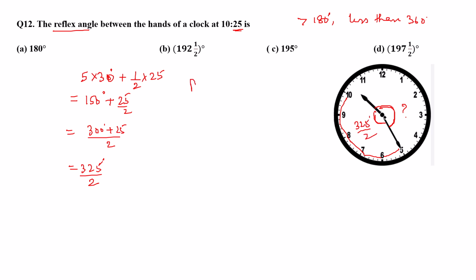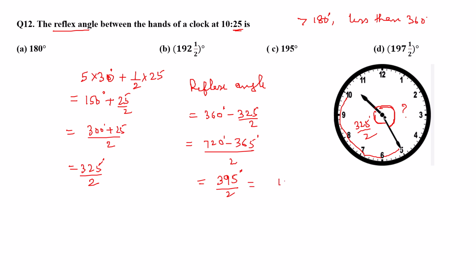Now to get the reflex angle, what you have to do? You have to subtract it from 360 degree. So let's subtract it. So 360 minus 325 by 2. Again, let's take a LCM. So it is 720 minus 325 degree by 2. And if you subtract it, you will get 395 degree by 2. And if you convert in mixed form, you will get 197 whole 1 by 2 degree, which is your option D. Okay. So this is one way of solving it.